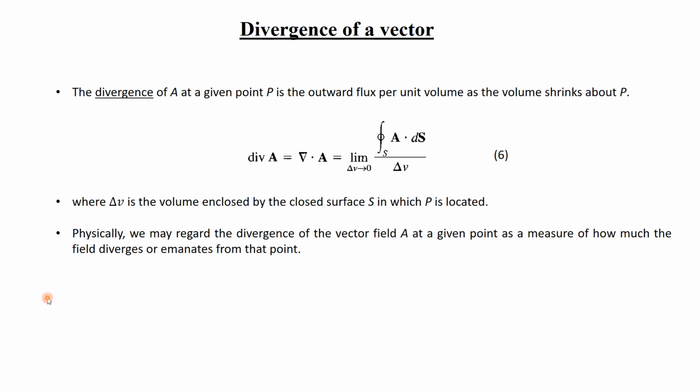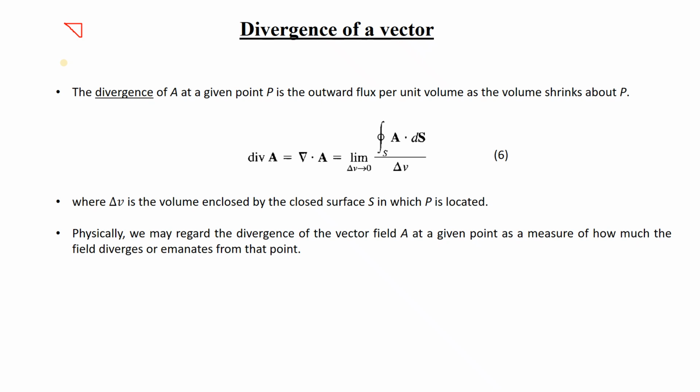If you remember, the del operator is an operator applied in a three-dimensional coordinate system. It can be applied on both scalars and vectors. If you operate it on a scalar, the operation is called the gradient of a scalar, and the output is a vector. Now for the del operator on a vector, there are two ways: one is a dot product and one is a cross product.